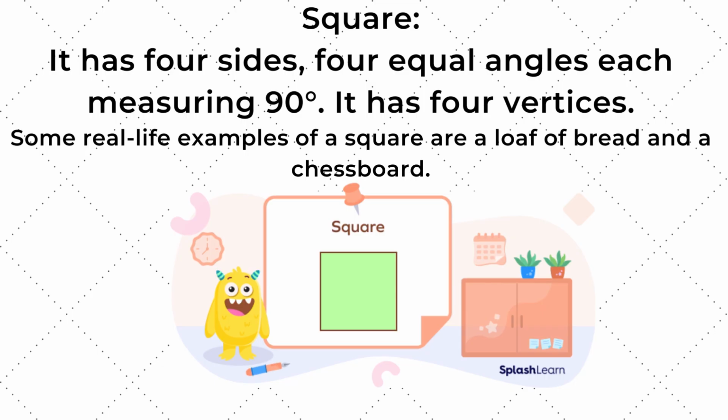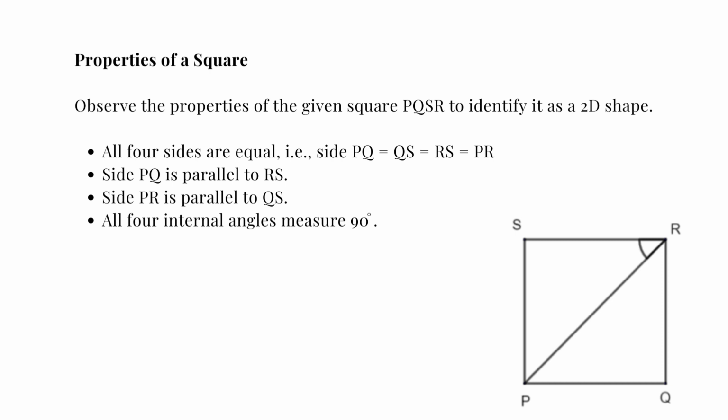Now, what about the square? A square has four sides and four angles, each measuring 90 degrees. It has four vertices. Some real life examples of squares are a loaf of bread and a chessboard.